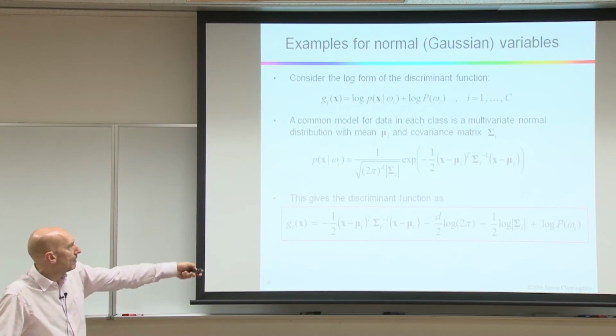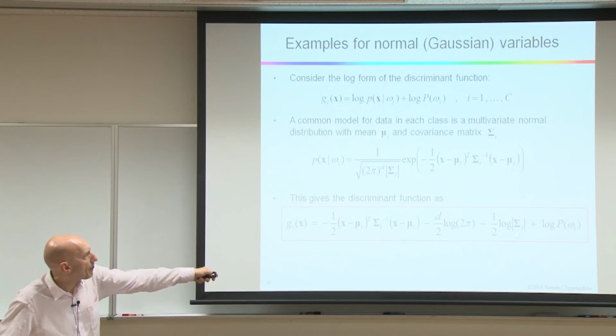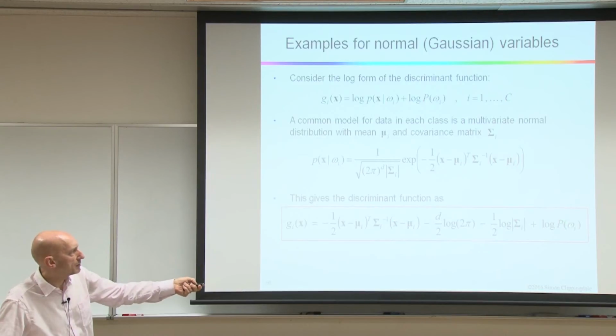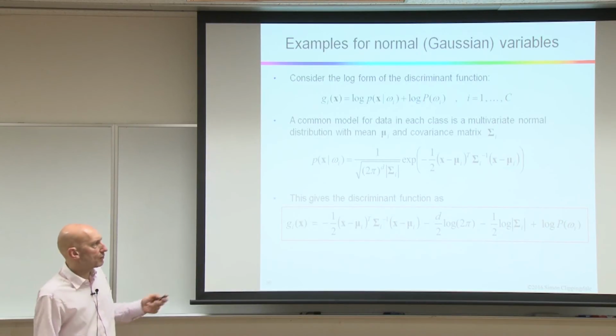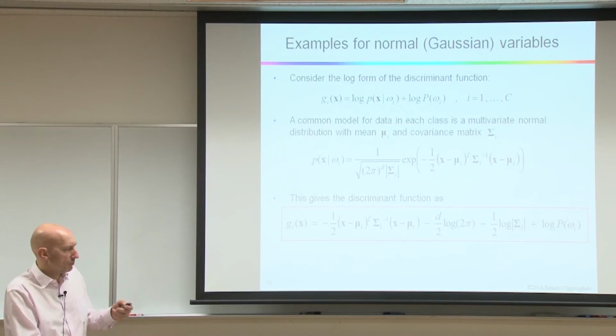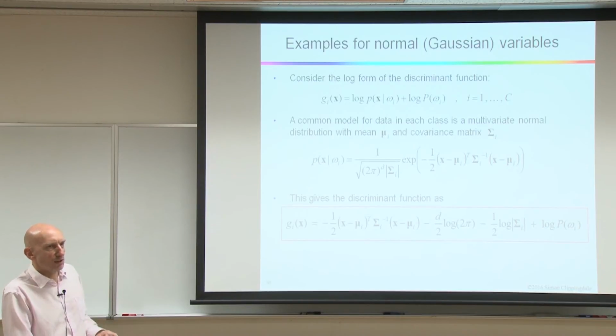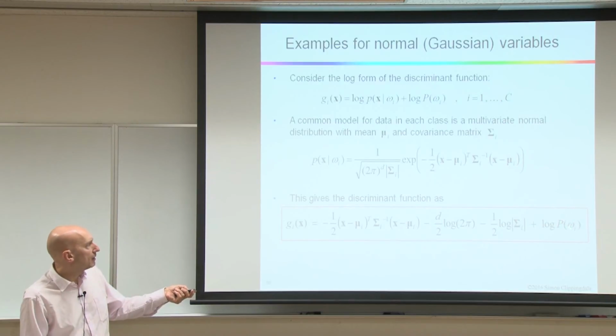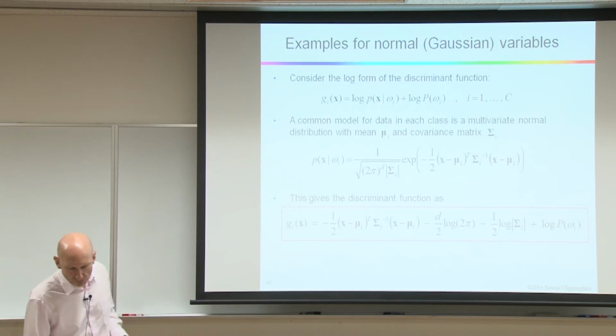That does nothing, doesn't change according to the class, so you can ignore that. This does change with the class i, and this reflects how likely each class is individually, the prior probability of each class. So if you've got classes with more training data, more that are just more likely to happen, then this is going to be bigger, and it's going to make your discriminant function bigger as well.